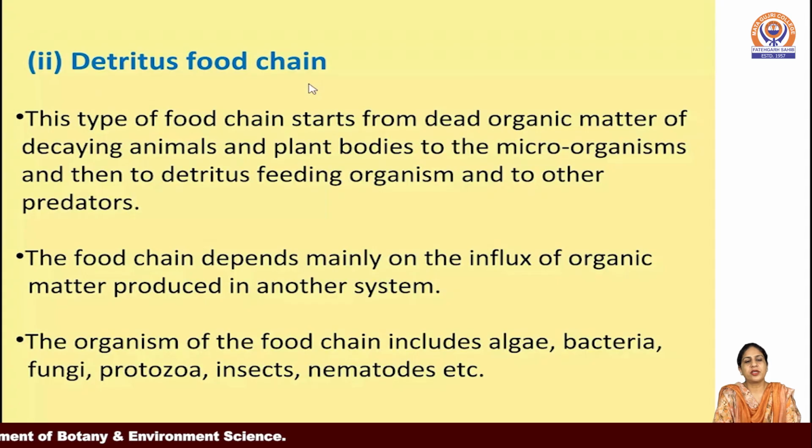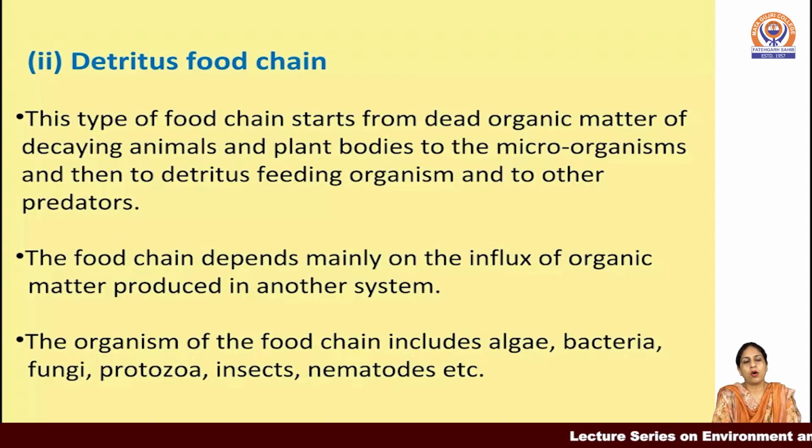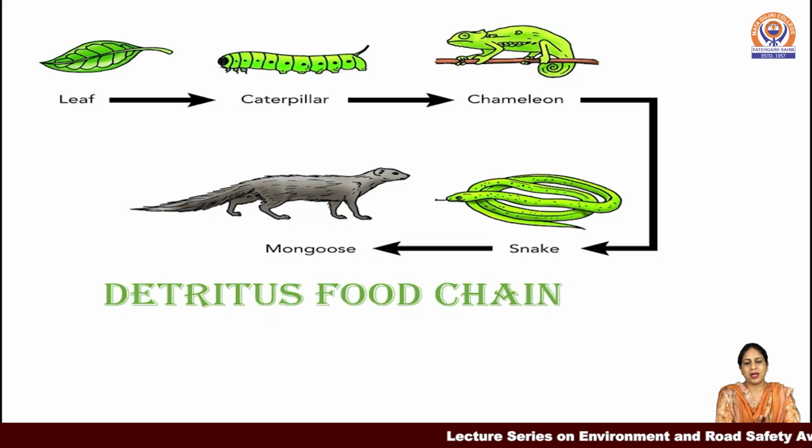Next, we have detritus food chain. So, as the very name specifies, this type of food chain starts from the dead organic matter of decaying animals and plant bodies to the microorganisms, and then to detritus feeding organisms and to other predators. So, dear students, here dead and decaying organic matter is being fed upon by the decomposers, and this type of food chain starts from here.